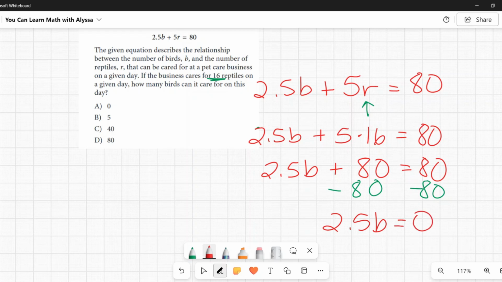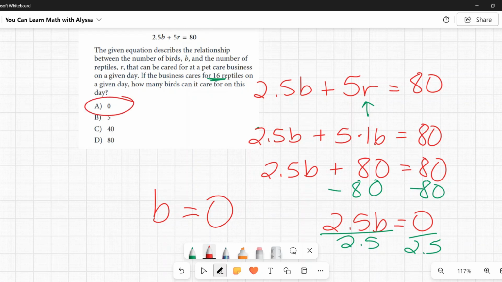Yep, nothing for the birds. But let's follow it through to the end. 2.5 times B. Let's divide by 2.5 to undo that. 0 divided by 2.5 is 0. B is 0. They cannot handle any birds. They have all they can take with those 16 reptiles. A, 0 is my answer.